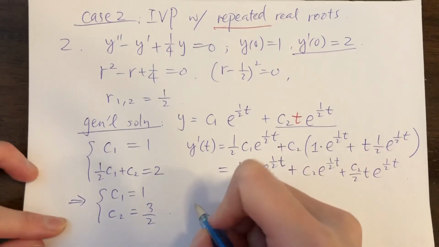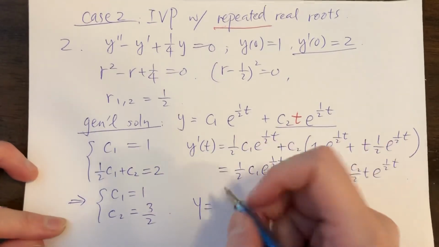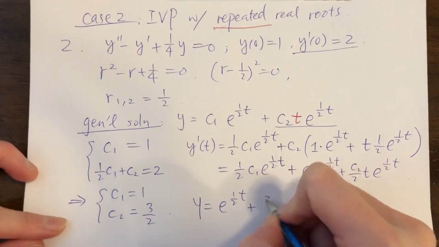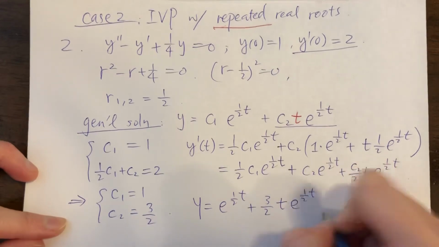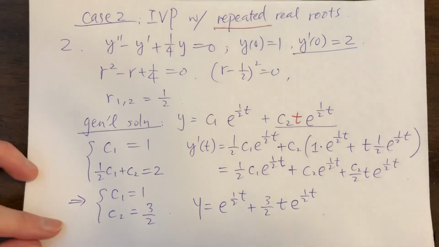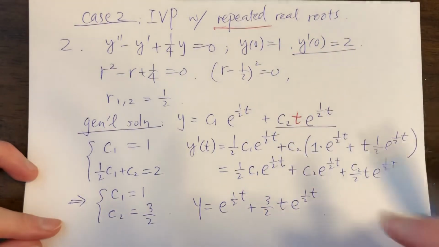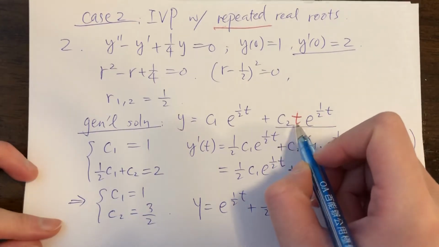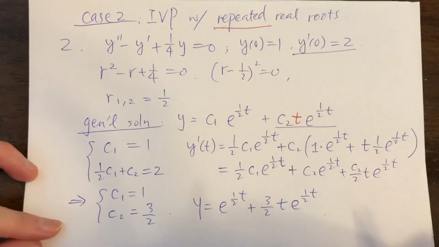And then you should make a conclusion that now we know what C1 and C2 are. So y is e to the 1/2 t plus 3 over 2 t times e to the 1/2 t. So I think the most important thing is when you have repeated real roots, then you put an extra t in front of one of the exponentials in the general solution, and the rest of it is just computation.